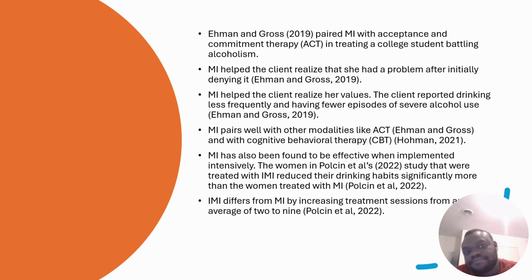However, Paulson et al. found that implementing MI intensively has better results. Basically, they said that the basic implementation of MI is usually between 1 to 2 sessions, while in their own intensive session, MI was administered at least 9 times in the study. They found that those who were treated with intensive MI reduced their drinking habits significantly more than women who were just treated with MI.